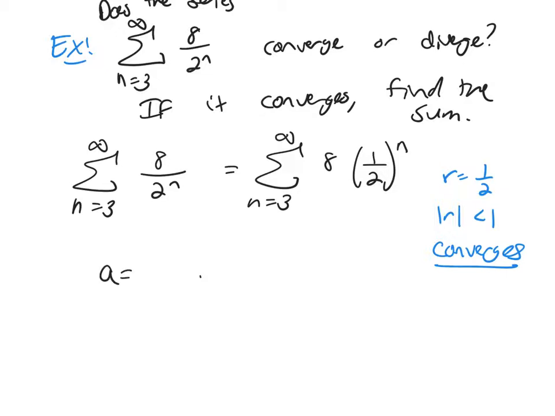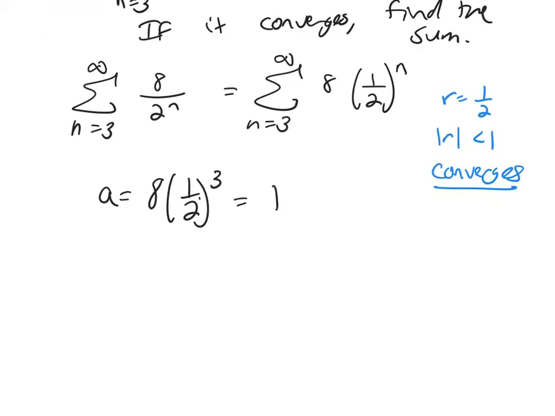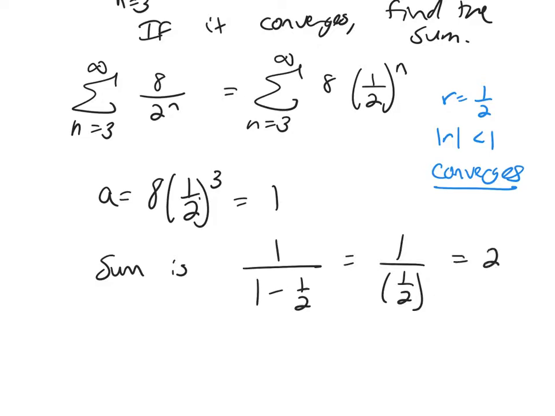So a is the first term in our series. It's 8 times (1/2) to the n, plug in n equals 3. That's the first term in our series. So a will be 1. And then the sum is a over 1 minus r. So the sum would be 2.